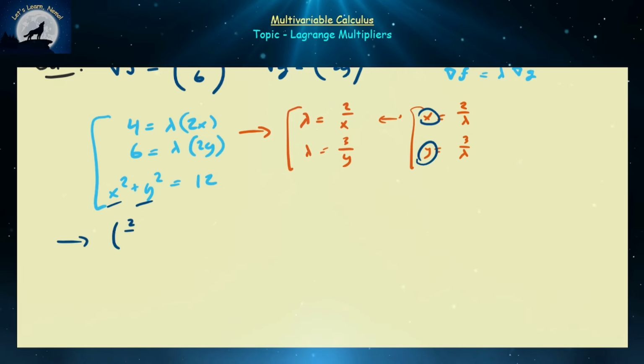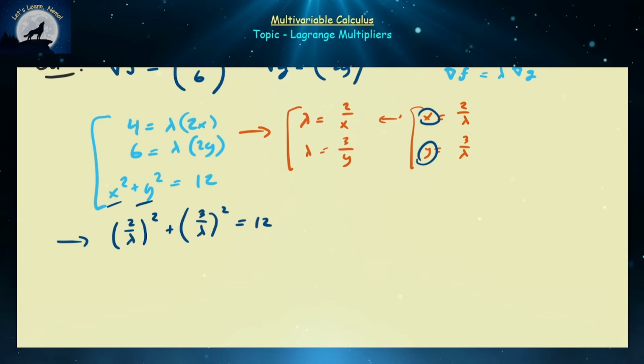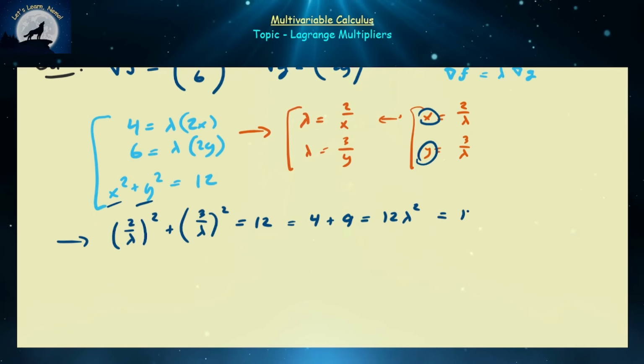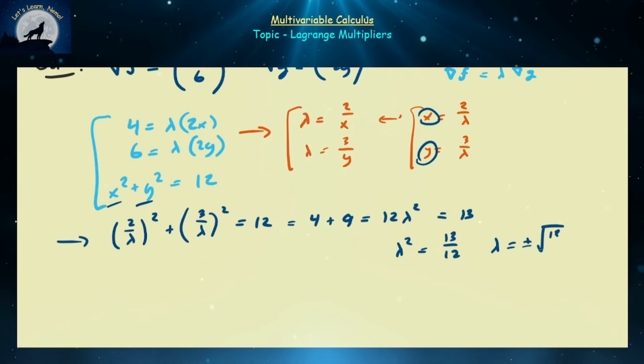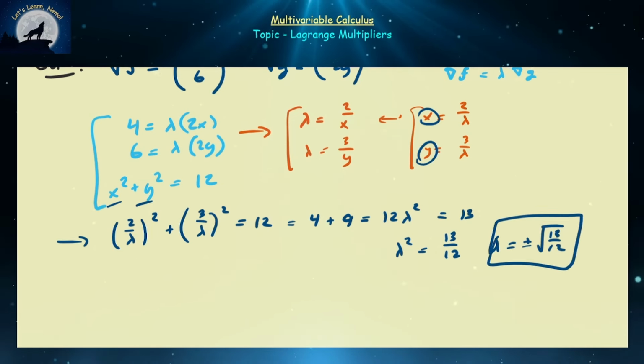So I'm going to have x squared plus y squared is equal to 12. And then I'm going to have what? So I'm going to have 4 plus 9 is equal to 12 lambda squared. Once I have this, then I can solve this equation for lambda squared. So 9 plus 4, that's going to be equal to 13. So lambda squared is going to be equal to 13 over 12, giving us two values of lambda. Lambda is equal to plus or minus the square root of 13 divided by 12. And you can simplify the square root of 12 if you really want to.